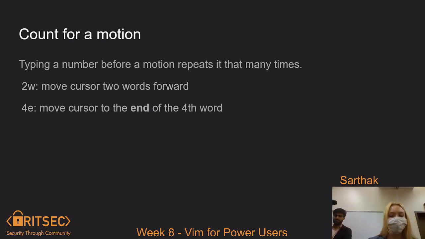About the same, but if you wanted to move 5 words, then it's a lot faster to type 5W than to hit W 5 times for moving your cursor. And you can also move it to the end of the word with E instead of W, which will get you to the beginning of the word.